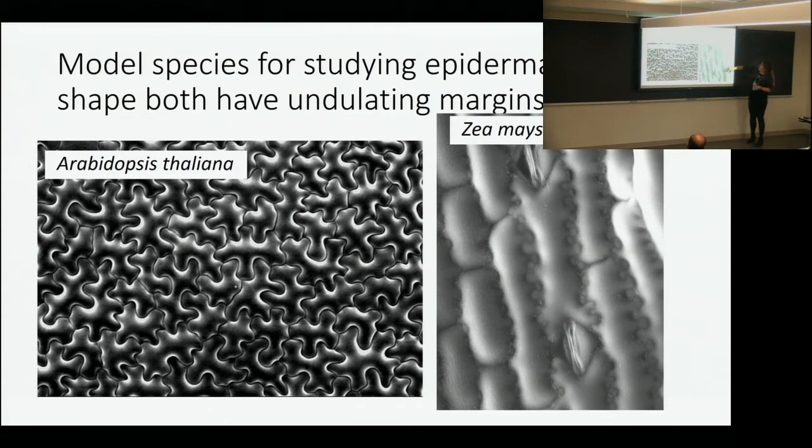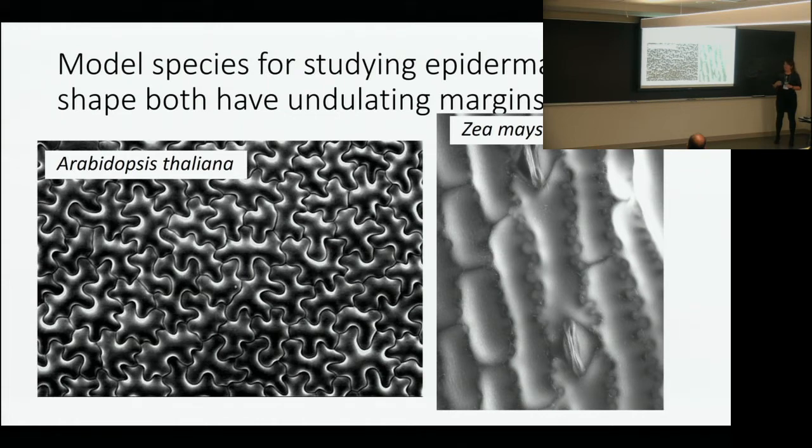In our other model species for this same system, corn, maize, you have a more elongated cell shape, but you also have undulatory margins. This is a scanning electron micrograph, as is this, just slightly different. I don't have scales on there at the moment. I'm going to have scales a little bit later when it becomes important. So the two model species that people use in plants to study the morphogenesis of this cell shape in the epidermis both have undulatory margins.